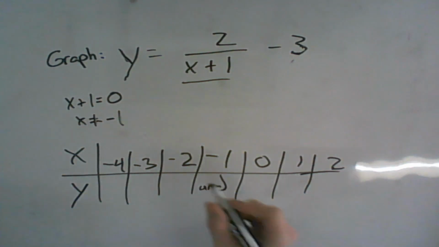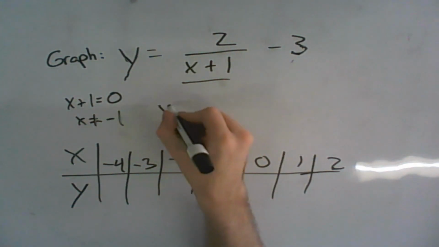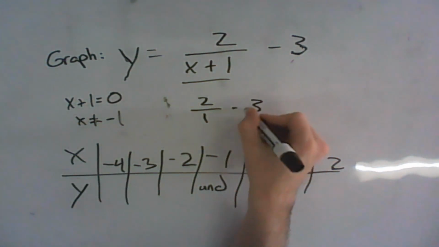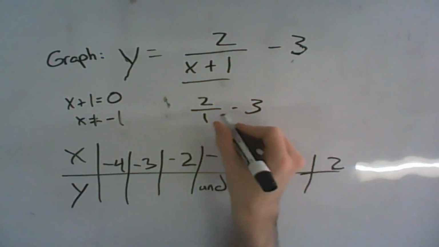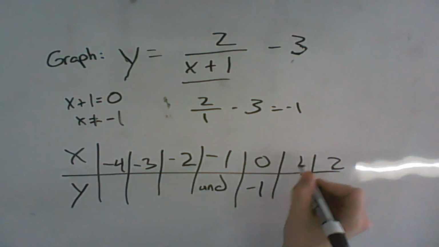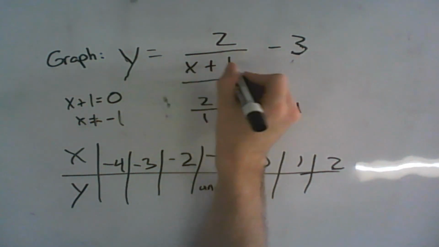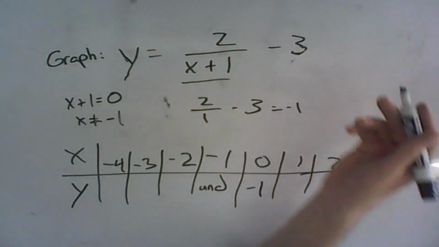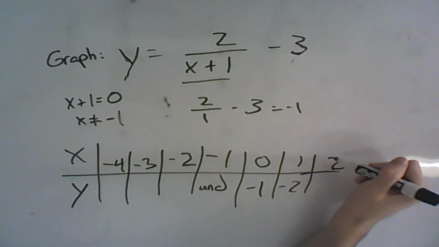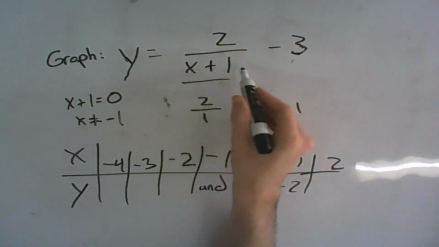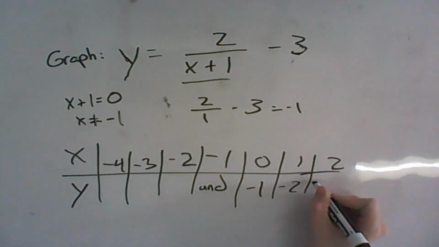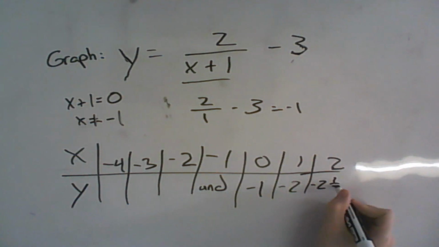Okay, so I'm going to plug in 0. So let's do the process. What we're going to get is 2 over 1 minus 3. 2 over 1 gives us 2. 2 minus 3 is equal to -1. Okay, so this is -1. I'm going to plug in 1. So this is 2, so that's 1. 1 minus 3 is -2. Then plug in 2 here. We get 2 plus 1, that's 3. So 2 over 3 minus 3, which will give us -2 and 1/3.